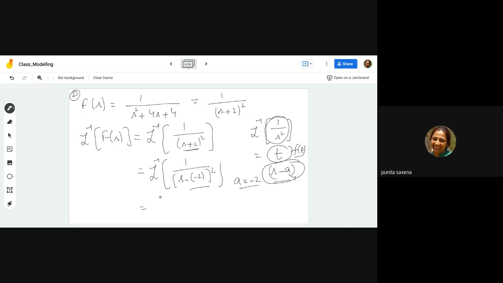So what will be the Laplace inverse of 1 upon (s minus a) squared for this kind of a function? It should be e to the power at times f(t). So what is a? Minus 2. So it is e to the power minus 2t times t. So this will be your inverse Laplace. Is this clear? Yes, ma'am. Okay.